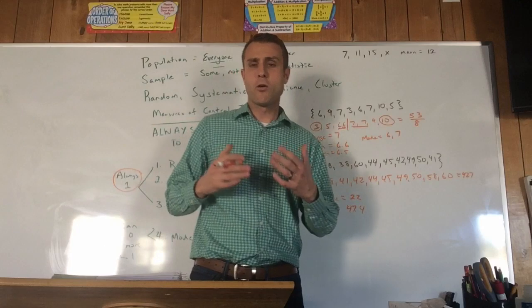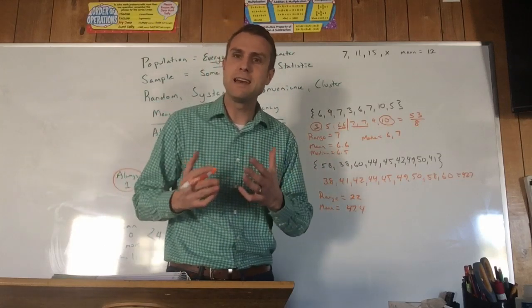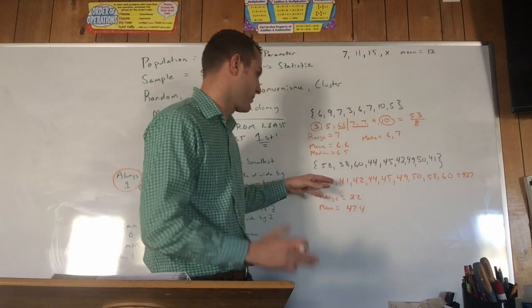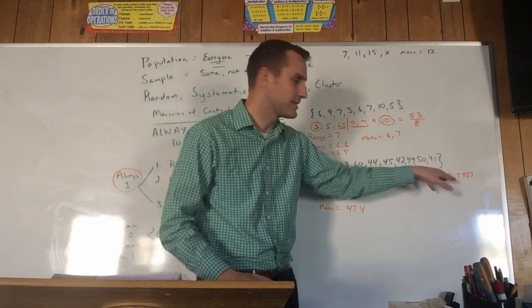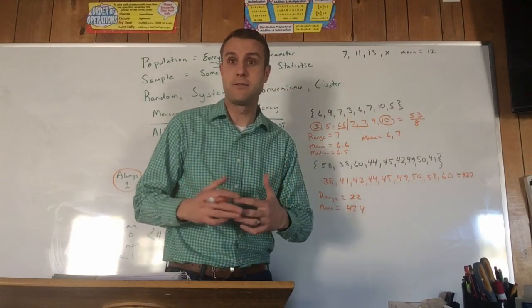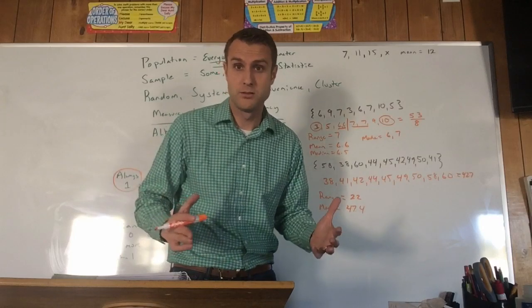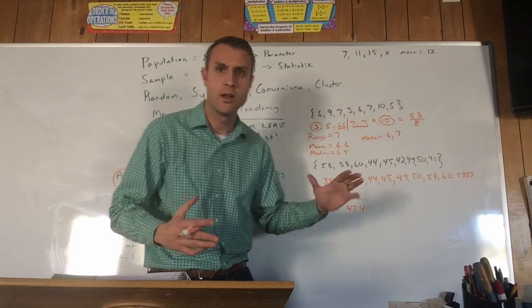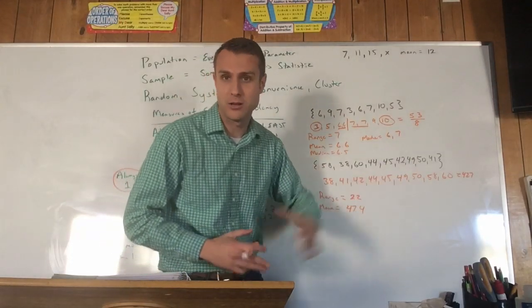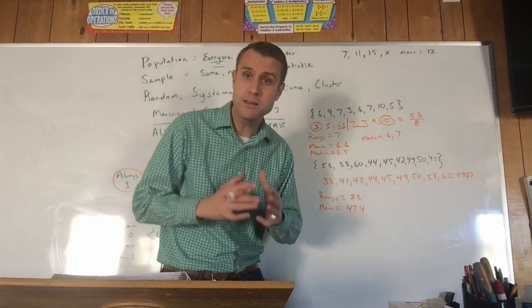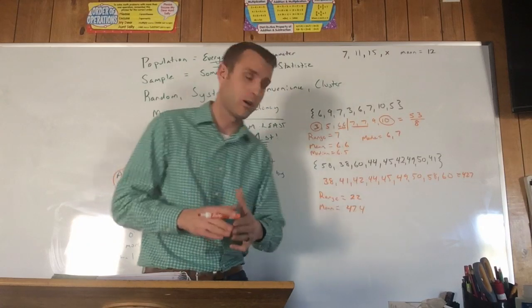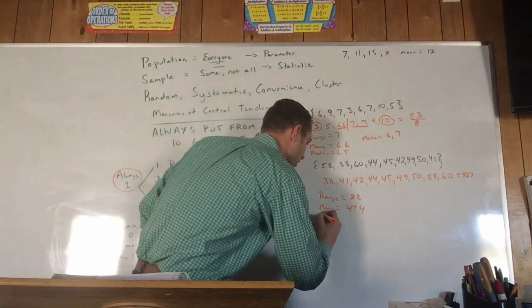Now, for your mean, you should always get a number that is somewhere around the middle of the rest of your numbers. So notice I have 38, 40, all the way up to 60. If you got a mean of 80, that's impossible, because that's not the average of these numbers. If you got a mean of 20, that's impossible. Your mean should be somewhere around the middle of the numbers. So if you don't get a mean that's around the middle, double check your work. You did something wrong.